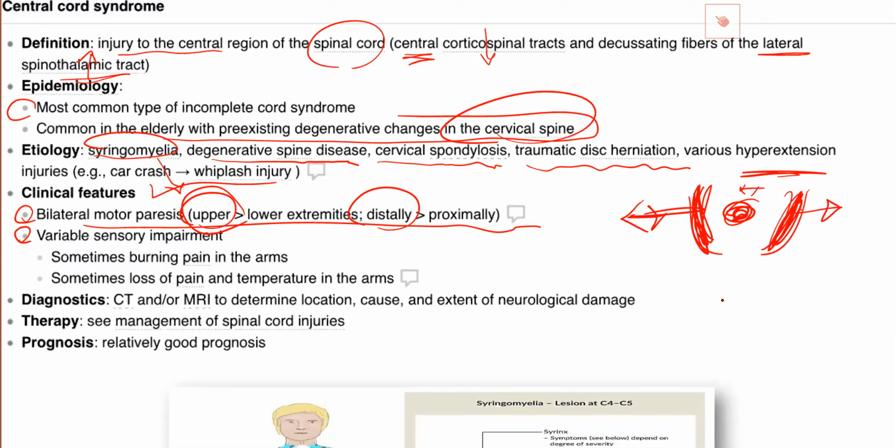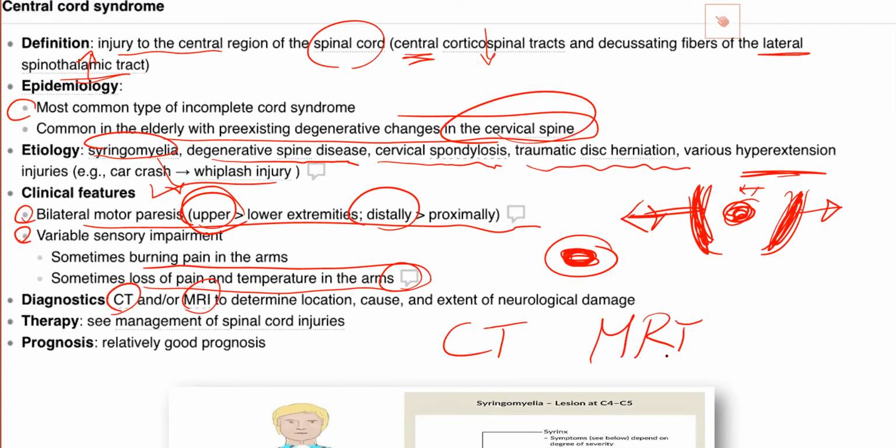We will also have variable sensory impairment. Loss of contralateral pain and temperature, especially in the arms, because this is central, taking the central portion of the spinal cord. So we'll have loss of pain and temperature in the arms. For diagnosis, CT versus MRI: CT for trauma, MRI if you suspect tumor. Central cord syndrome has a relatively good prognosis.